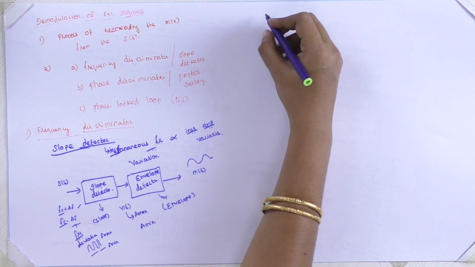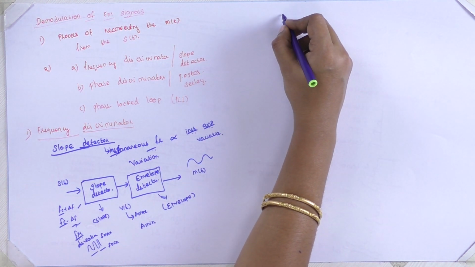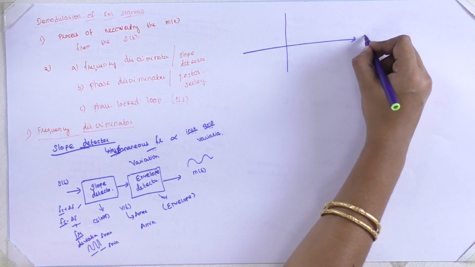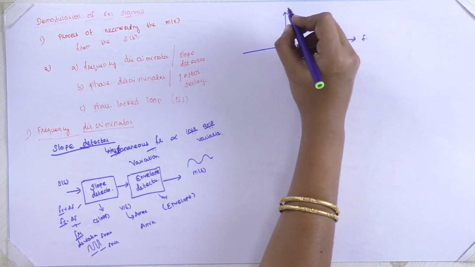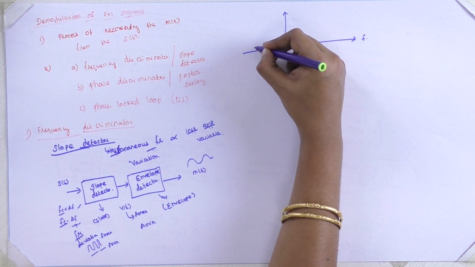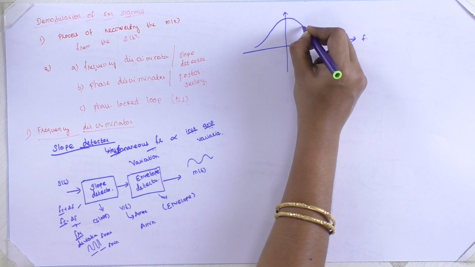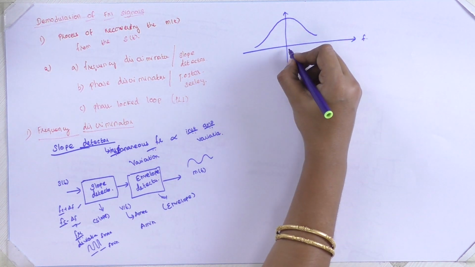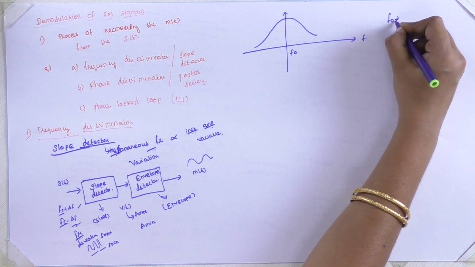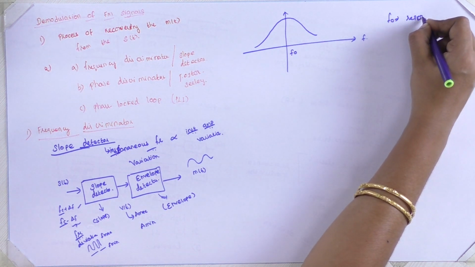Now, we are going to see the input-output characteristics of the slope detector. See, this is with respect to frequency. This is the resonant frequency for our slope detector. Assume our resonant frequency is at F0. F0 is the resonant frequency of a slope detector.